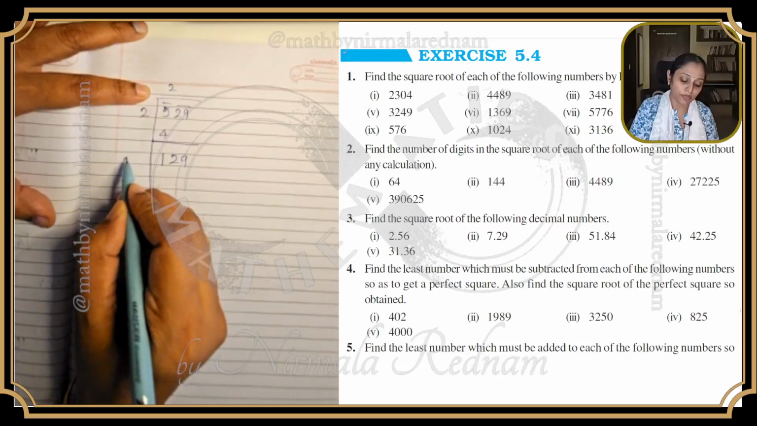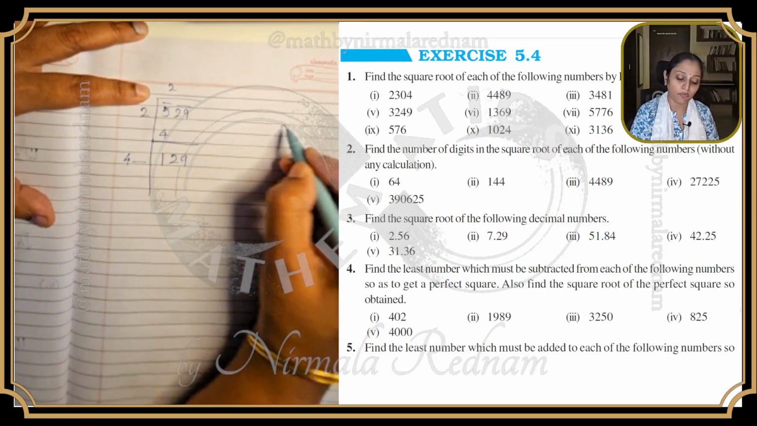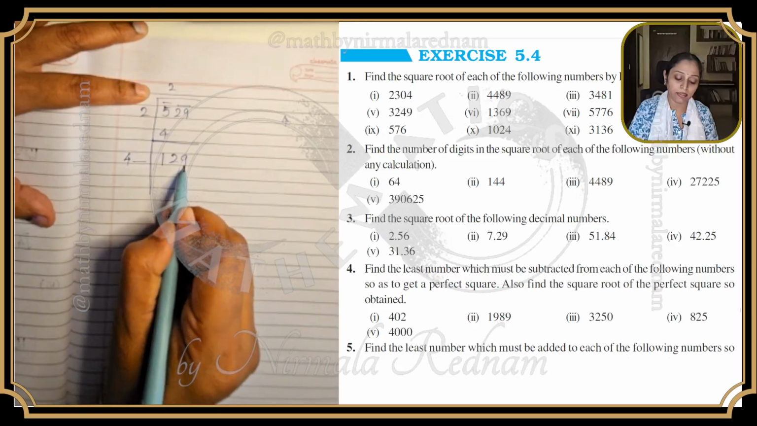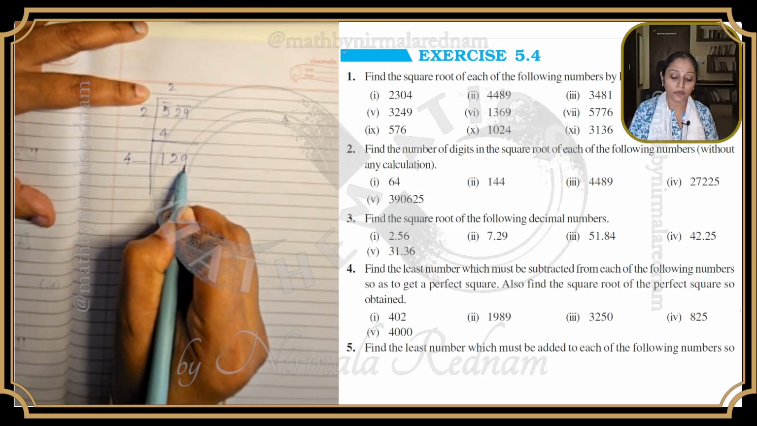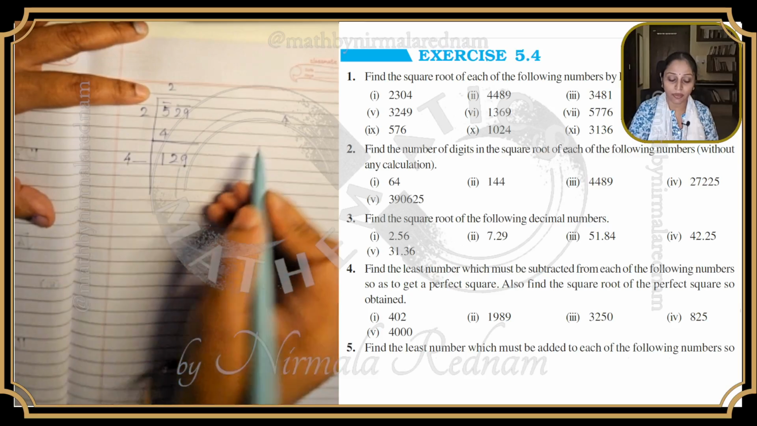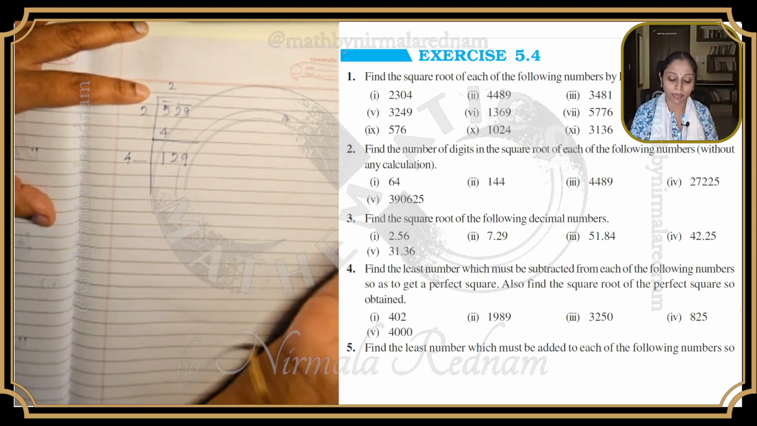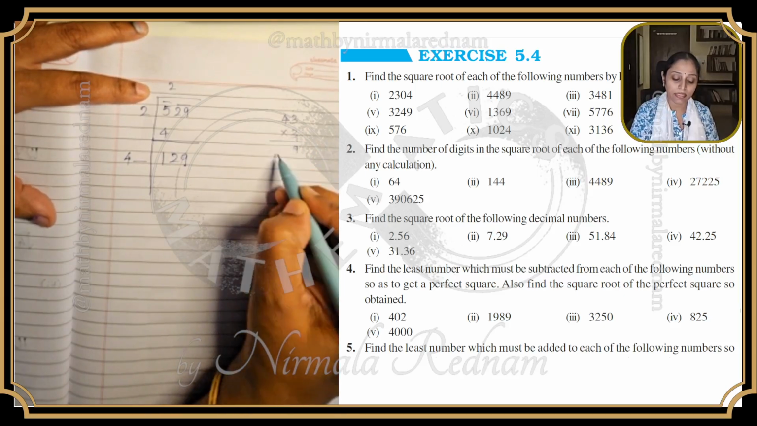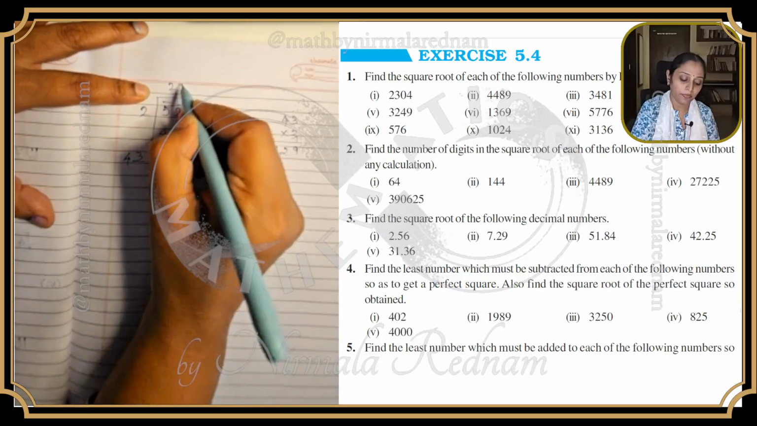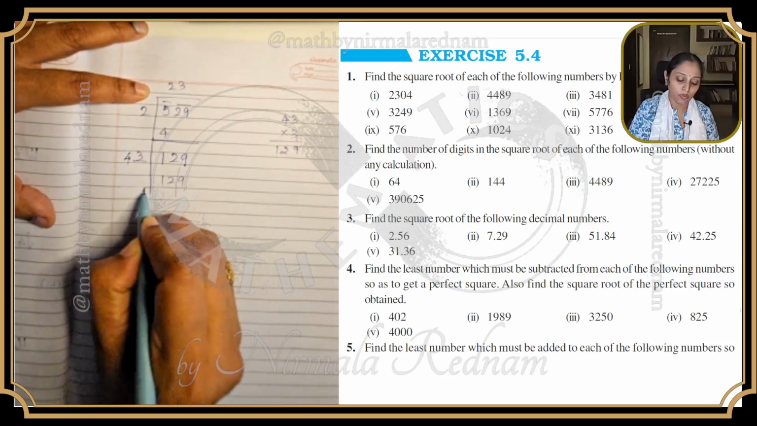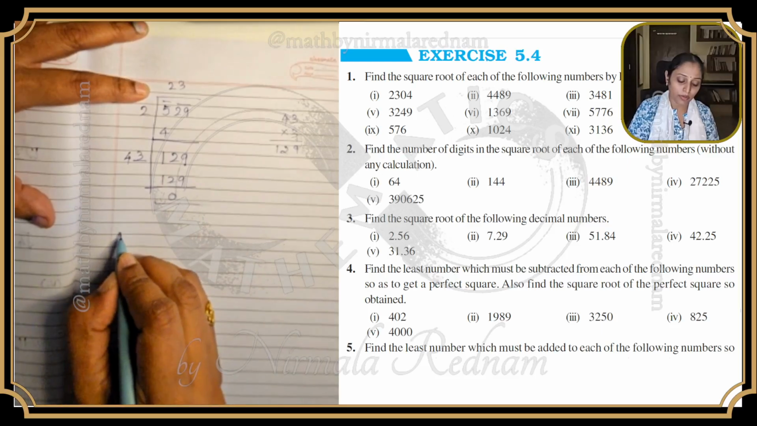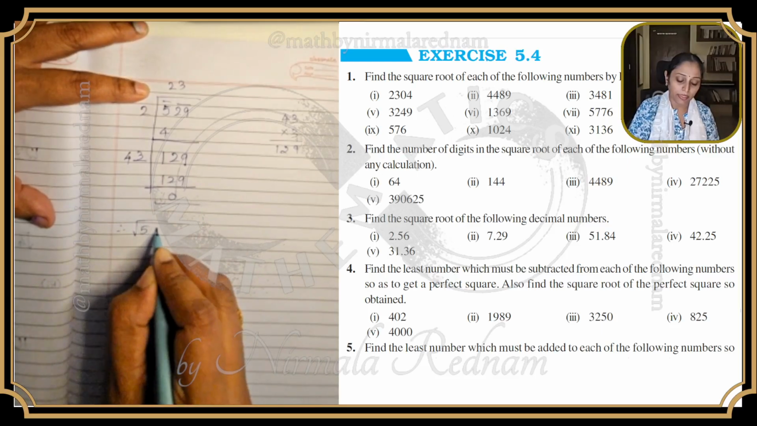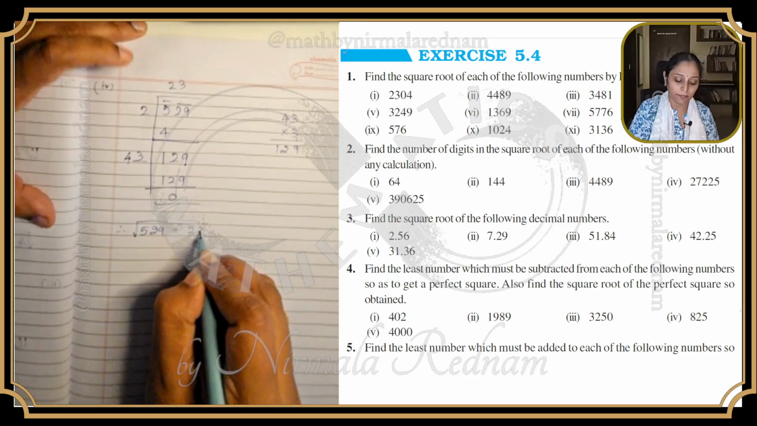And twice of 2 is 4. And what will be the next number? Like I said, because I have a 9 here, it is either going to be 3 or 7. 7 is too big because 40s into 7 will become too big. So I'm going to write 3 and clearly you can see that this is going to work for me, right? So the square root of 529 is 23.